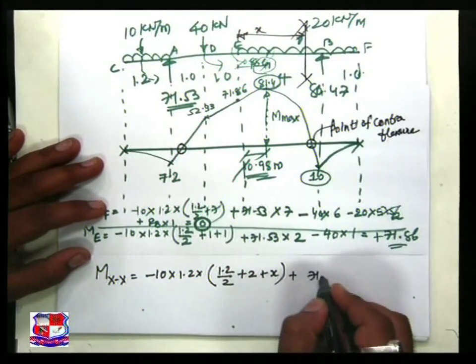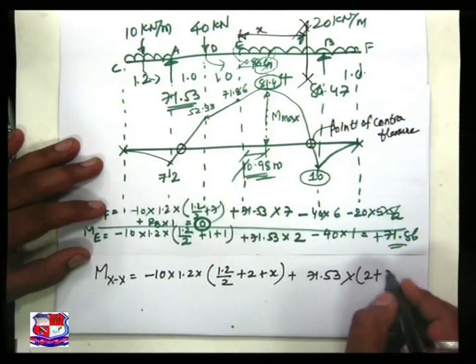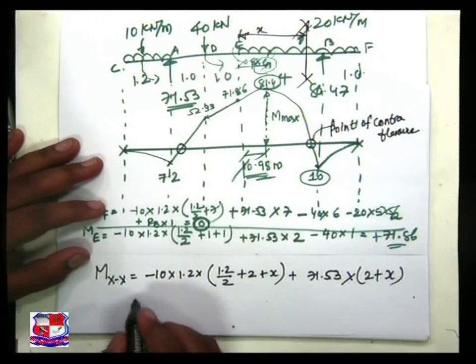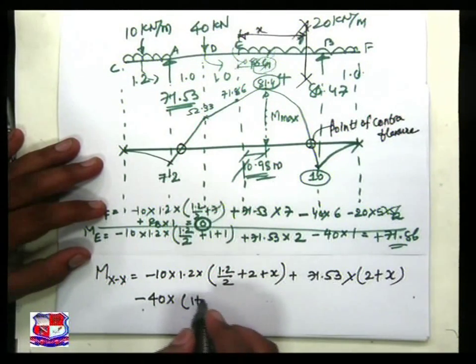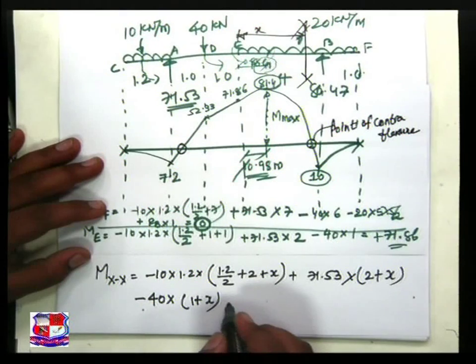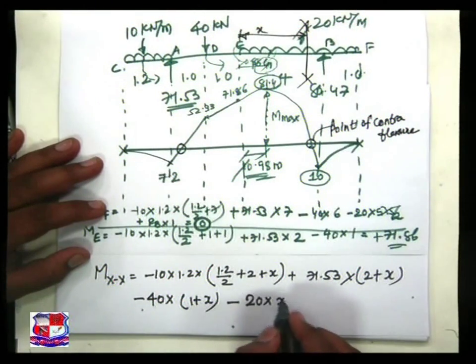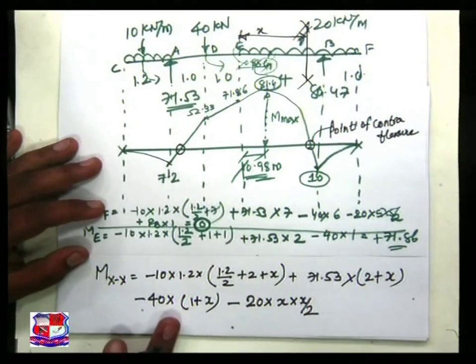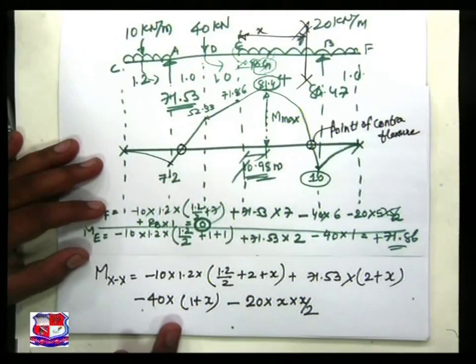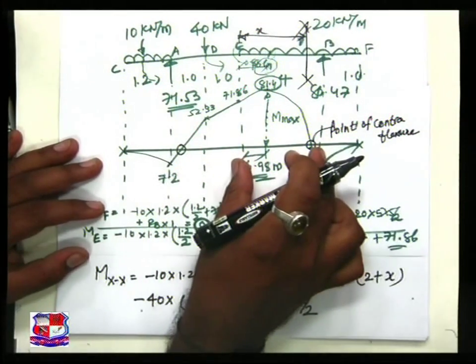Plus 71.53 into (2 plus x), minus 40 into (1 plus x), minus 20 into x by 2. This is the value of the bending moment equation, and this equation is valid within the region of E and B.